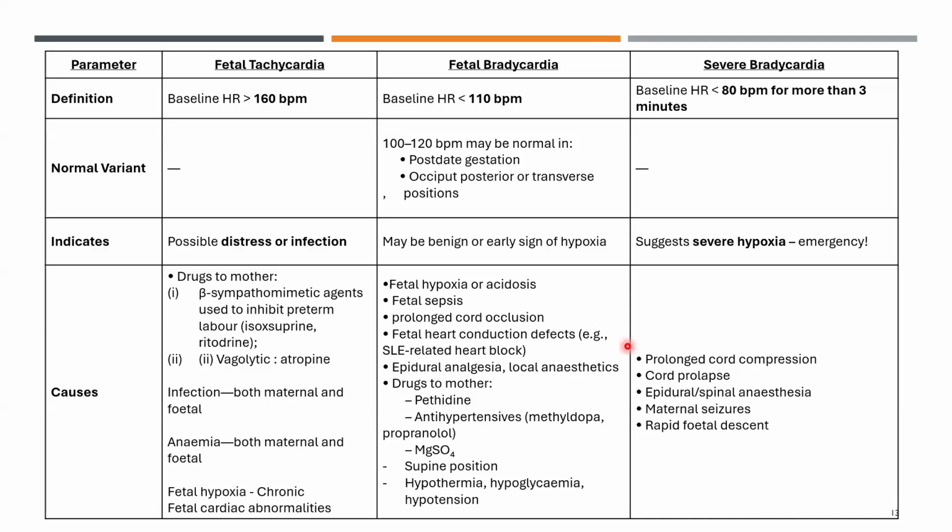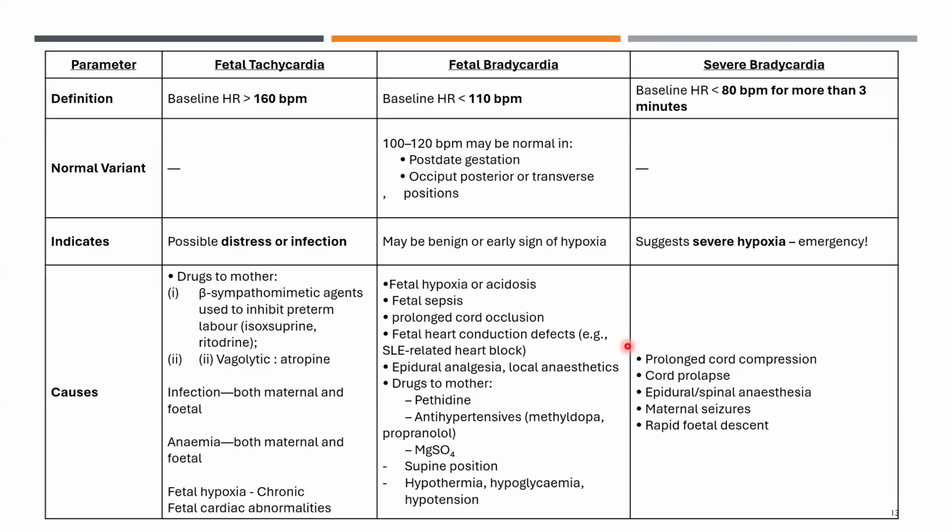Some of the other causes include drugs. If the mom is on any sympathomimetics, it can also present this way in the graph. Infection, both maternal and fetal, especially chorioamnionitis. If you're suspecting anemia, and in some cases, chronic hypoxia can also cause tachycardia. What about bradycardia? We said bradycardia is less than 110 beats per minute.